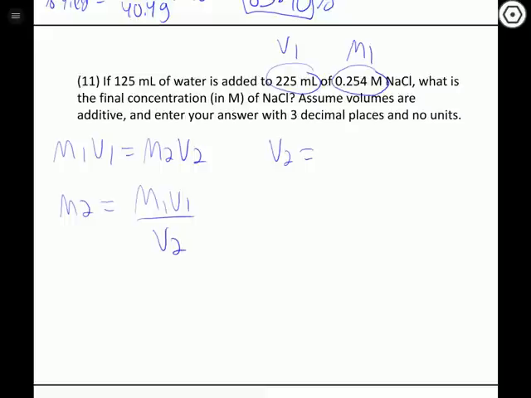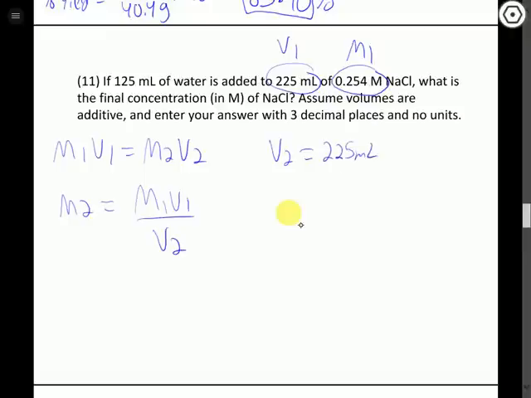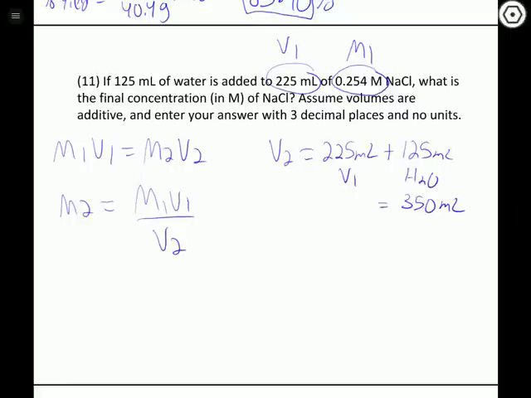So V2, if we assume additive volumes, which we're told to do here, is 225 milliliters, which is V1, plus the amount of water that we add, 125 milliliters. So our final volume is 350 milliliters. Okay, so the total volume once we dilute the solution. So that would be one common mistake to make on this one. So now that we have these numbers, we plug them in. So our M1 is 0.254 molar.